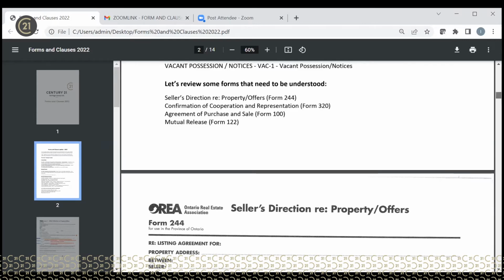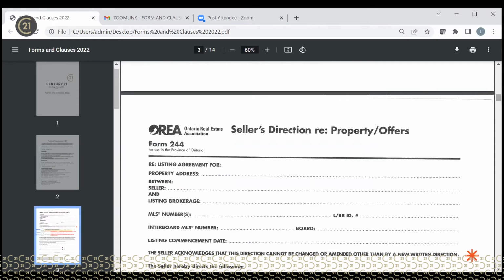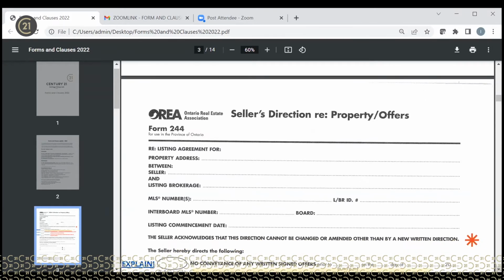So let's go through some of the things that have been giving us grief, things that we're picking up that are problems that agents are not filling out correctly, or that have been brought up to our attention recently. The first one is seller's direction, re-property and offers. This is something that is now going to be compulsory at our front desks if you are holding off offers.